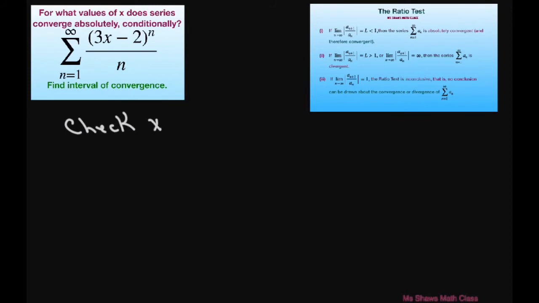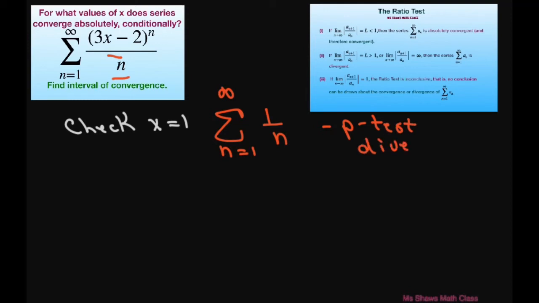We're going to check x equals 1. If you substitute in 1 in here, you're going to get the sum from n equals 1 to infinity of 1 divided by n. So this diverges by the p test. So this is divergent.